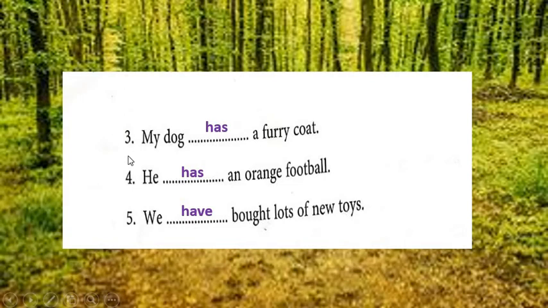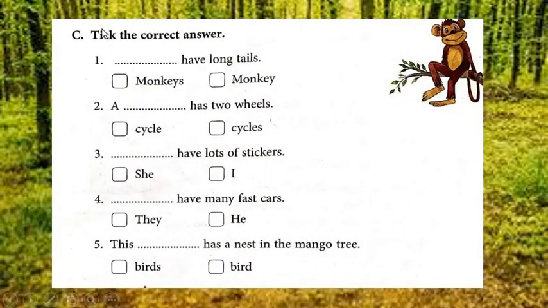So, see children, from third we will read again. My dog has a furry coat. He has an orange football. We have bought lots of new toys. Understood? My dog has a furry coat. He has an orange football. We have bought lots of new toys. Understood?